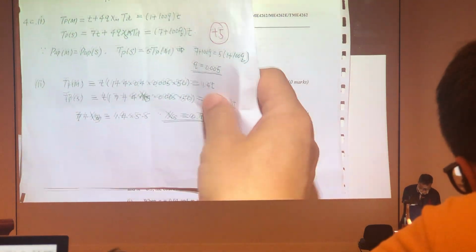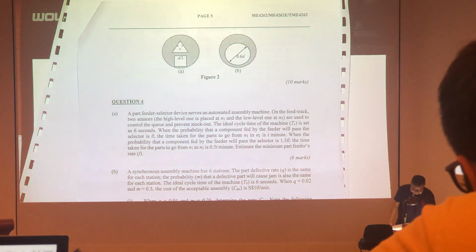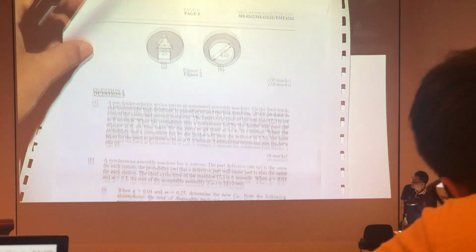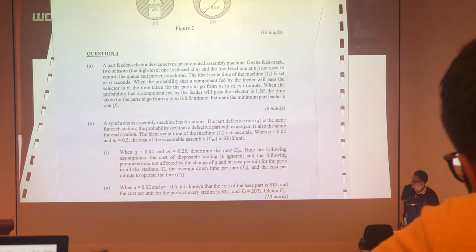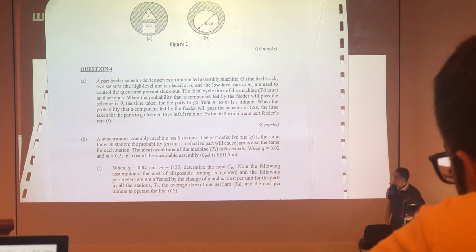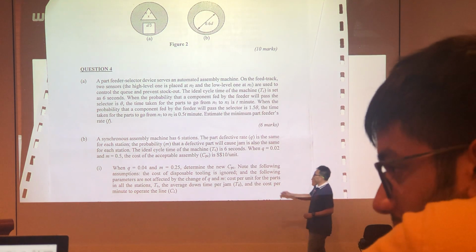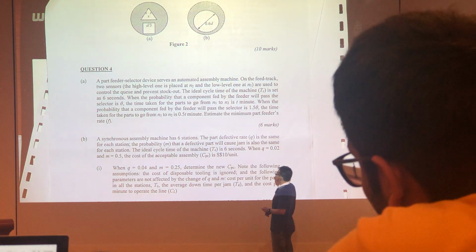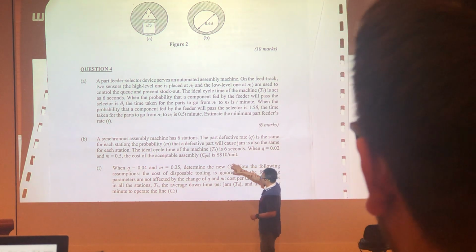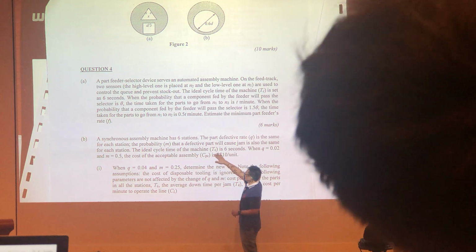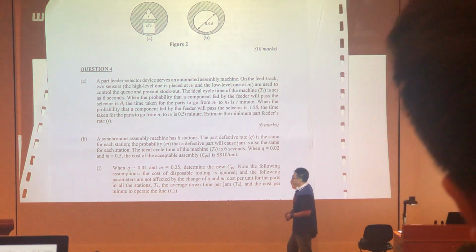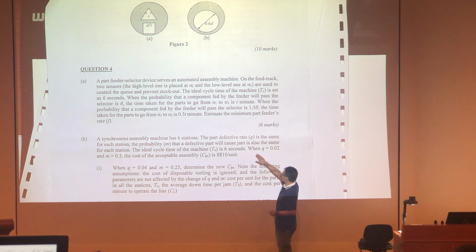Okay, that's for 4b. The asynchronous assembly machine has 6 stations, and the part defect rate is the same for each station. Probability n is also the same for each station. The ideal cycle time of the machine is 6 seconds.